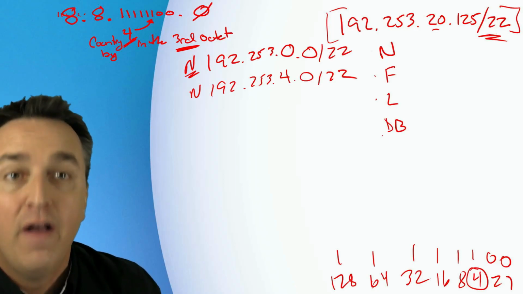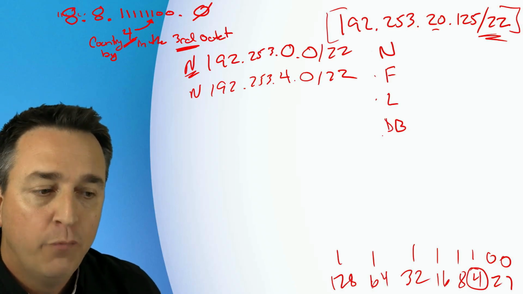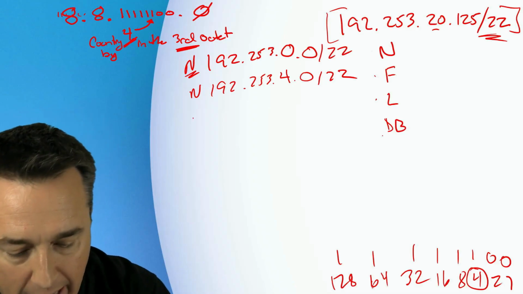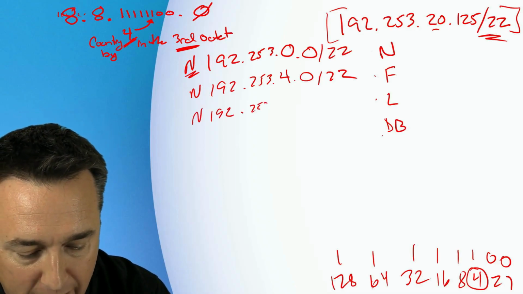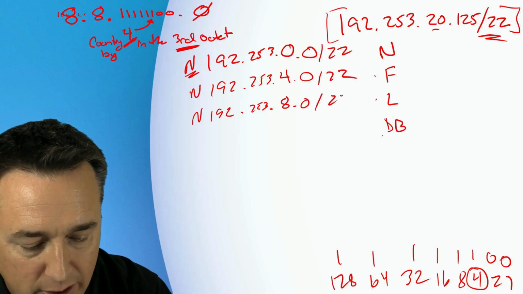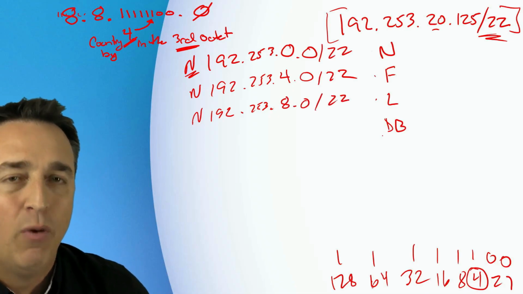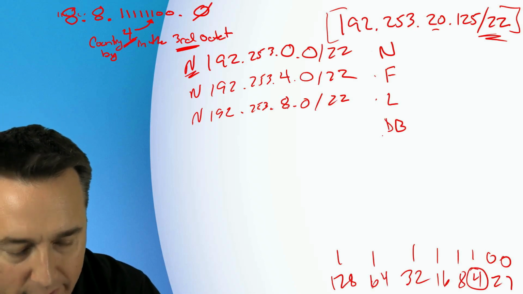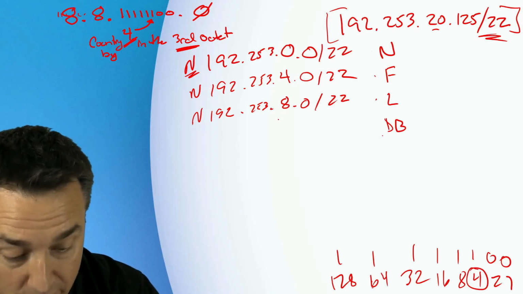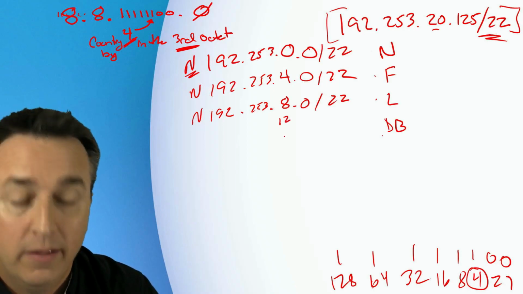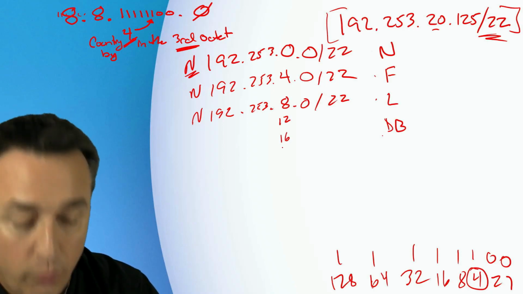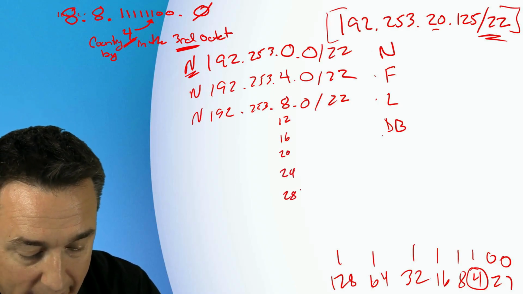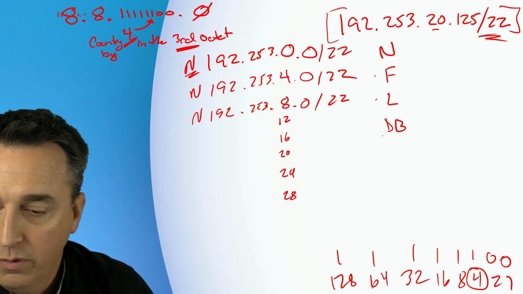192.253.4.0/22. That's another valid network ID for a /22 subnet mask with this addressing. Okay, the next network ID is 192.253.8.0/22. Right, now would I be writing all this out? Of course not, right? It'd be 0, 4, 8. We got what next? 12. Then what? 16. Then what? 20. Then what? 24. Then what? 28. Okay, stop. Why am I stopping?